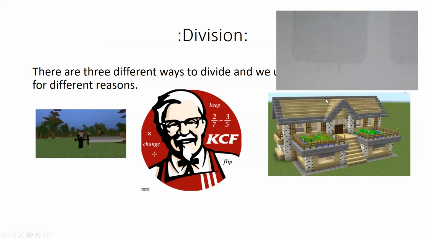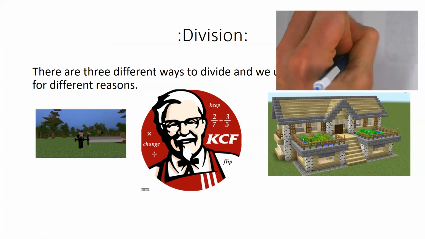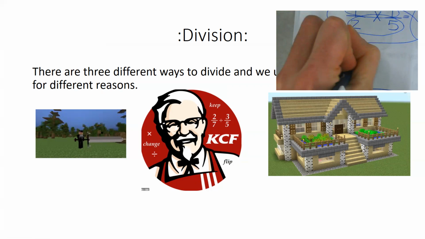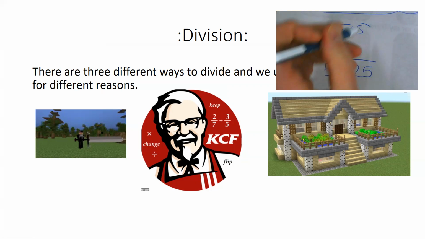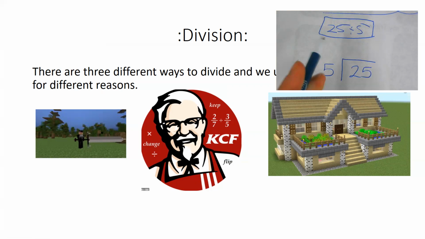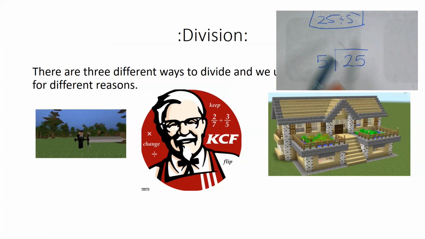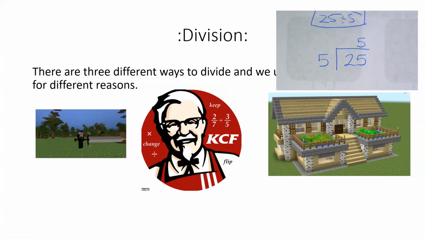And then the house method is the method that you've always been taught. Whenever you think of division, the house method is right here. So this problem is 25 divided by 5. And the way that you'd find that answer is to use the house method. The first number, which is the dividend, goes inside the house. The second number, which is the divisor, goes on the outside. How many 5s go into 25? 5. And that's your answer.